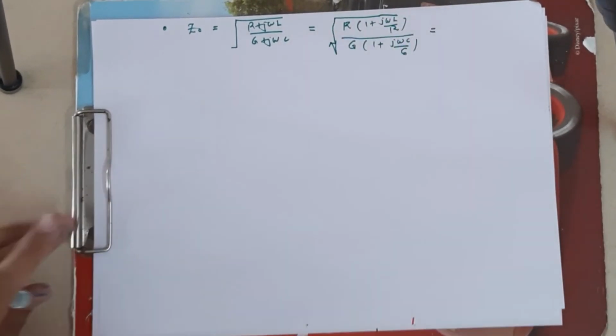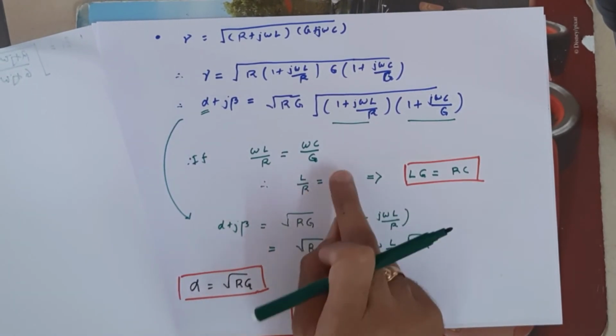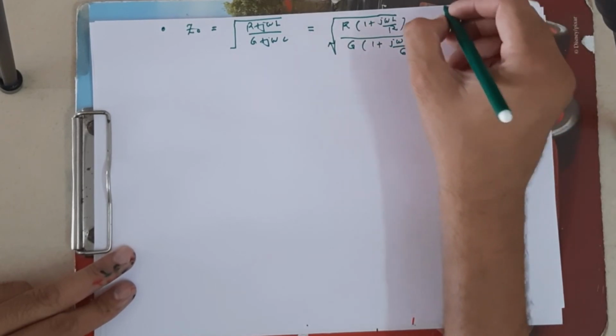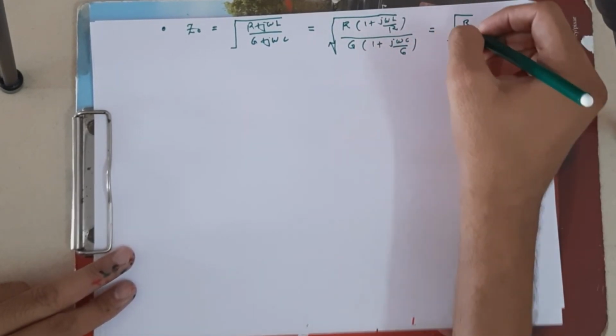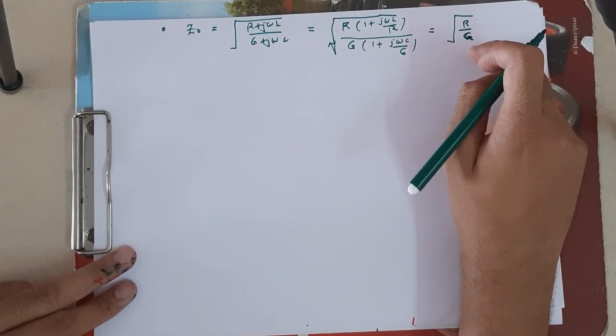Okay, but the condition is L by R is equal to C by G. So L by R is equal to C by G, so these two terms are cancelled out. So it is only R by G. Okay, so Z0 is equal to under root of R by G.